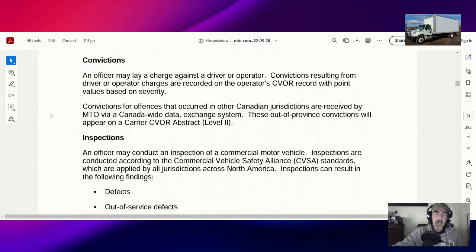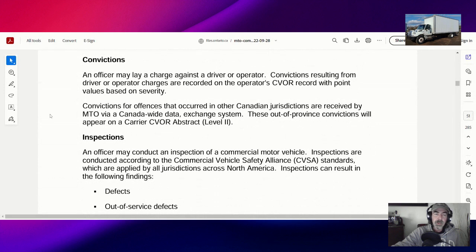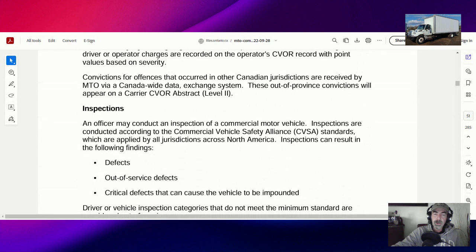Convictions. An officer may lay a charge against a driver or operator. Convictions resulting from driver or operator charges are recorded on the operator's CVOR record with point values based on severity. Convictions for offenses that occurred in other Canadian jurisdictions are received by MTO via a Canada-wide data exchange system. These out-of-province convictions will appear on a carrier CVOR abstract level 2.